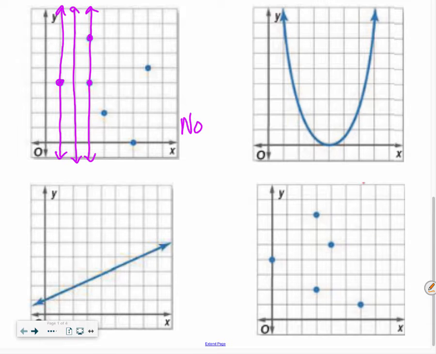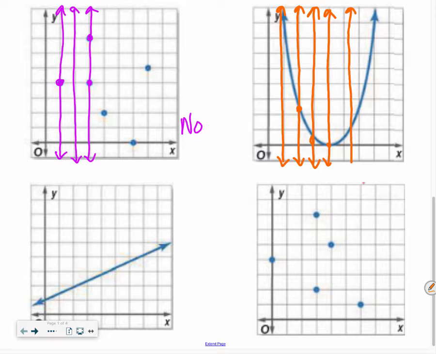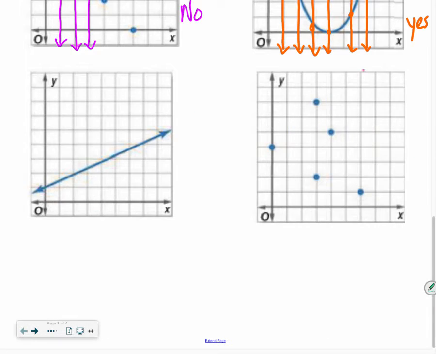And I can move on. I don't have to finish. If I keep going over to the right-hand side, I see I hit that graph once. I hit that graph once. And it doesn't matter where I draw my vertical line. It doesn't even have to be on one of the grid lines, okay? Anywhere that you draw a vertical line, you should only hit once. Okay, so this is, yes, it is a function because I only hit once every time I go to draw a vertical line.